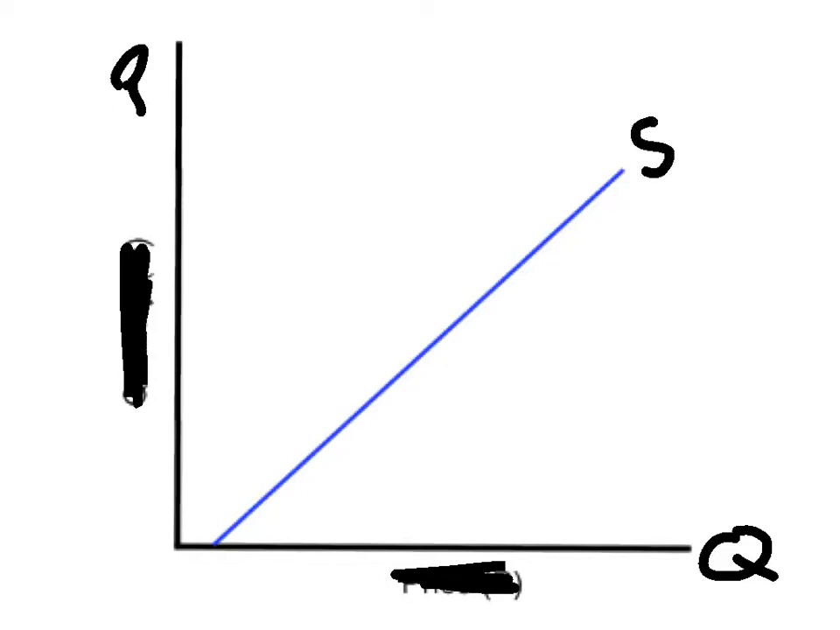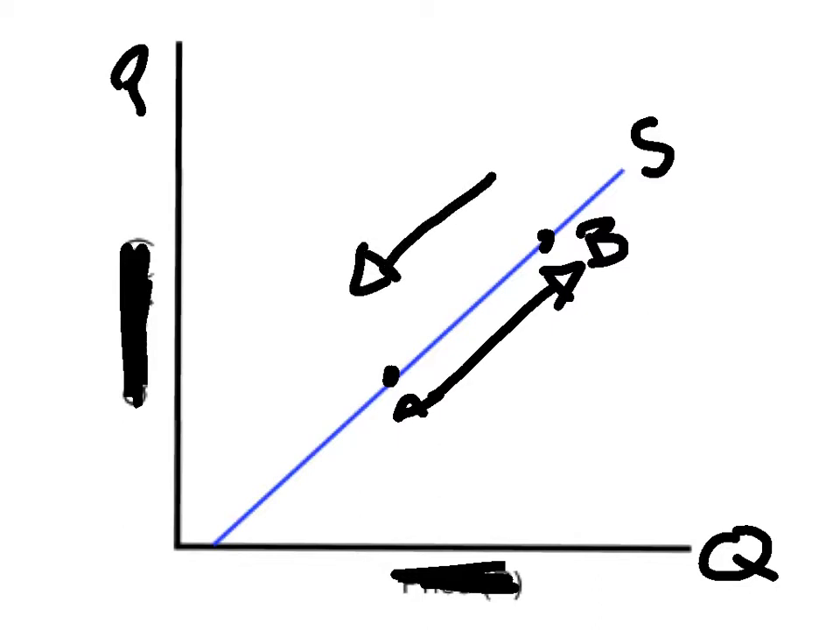So on this one, I just wanted to remind everyone about how to show a shift in quantity supplied. That's going to be a movement along the curve. If you're increasing in quantity supplied, you're going to be moving up and to the right from point A to point B. If you're decreasing, you're going to be moving in the opposite direction, down to the left from point B to point C. So here's point B to point C.